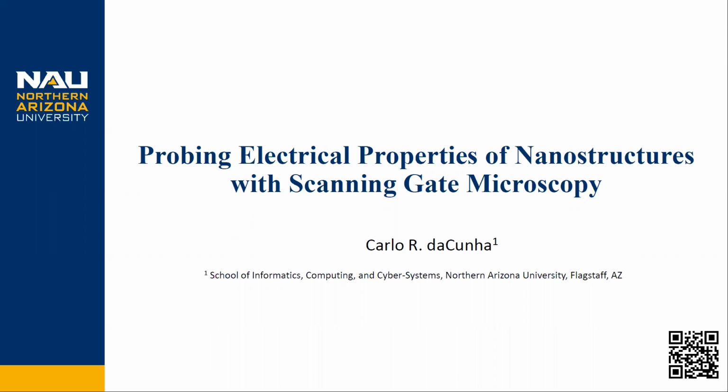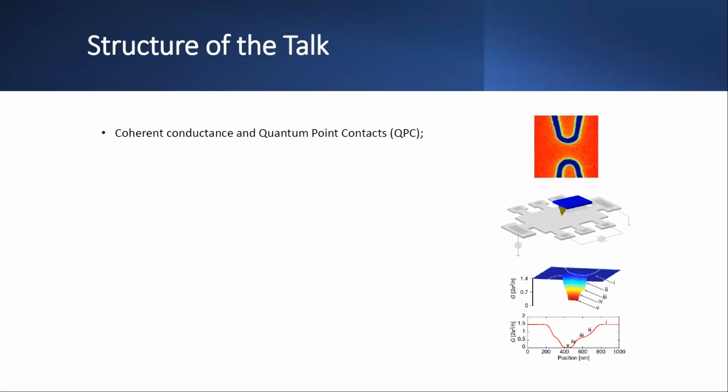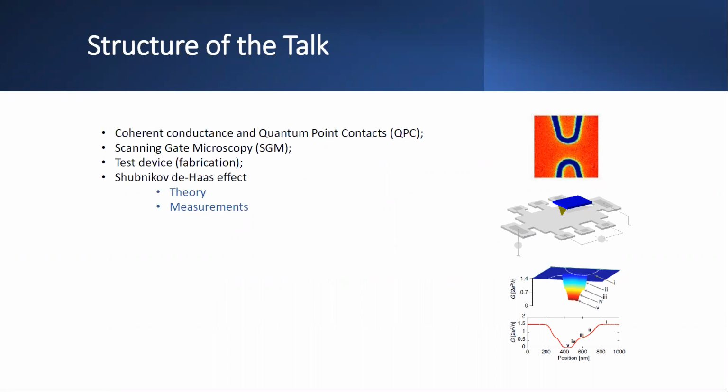Thank you. It's a real pleasure to be here with you. We're going to talk for the next hour about some electrical measurements using scanning gate microscopy. First, we're going to start with coherent transport in nanostructures. Then I'll move to scanning gate microscopy, which is the main technique that I use to probe those properties of QPCs. Then some devices that we fabricated, some magnetic effects, mostly Shubnikov-de Haas and the quantum Hall effect.